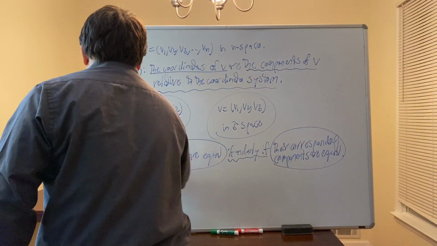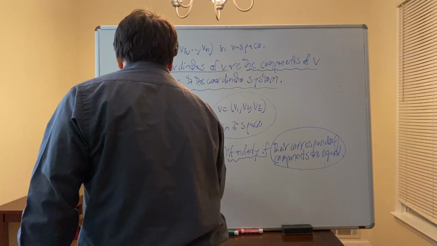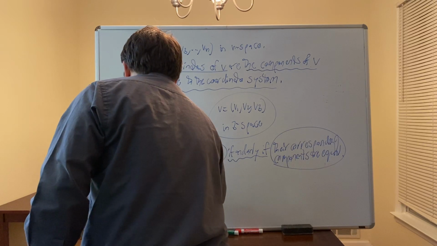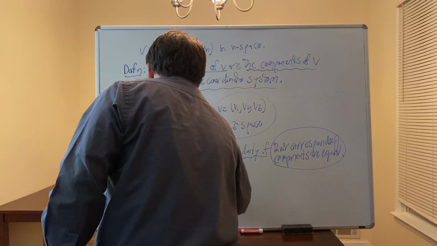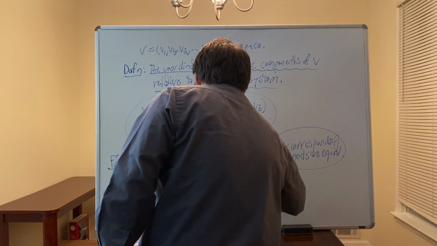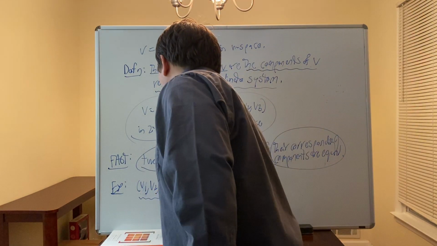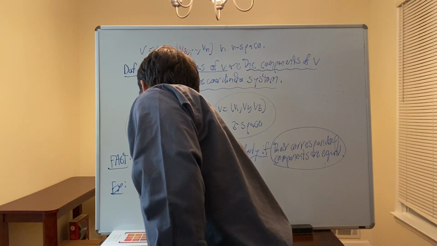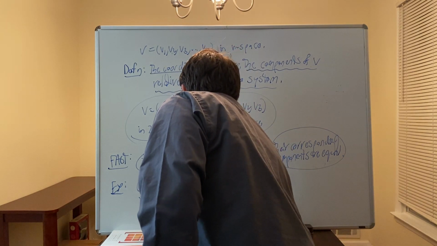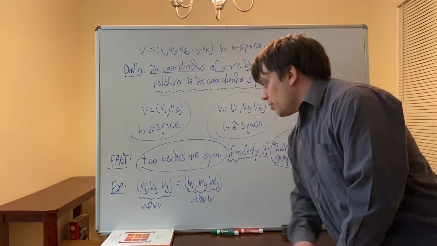I think this is a fact here. So an example is two vectors are equal. So let's say the vector v1, v2, v3 is equal to the vector w1, w2, w3. That would be the statement that the vector v here, and this, which we'll call vector w, are equal.